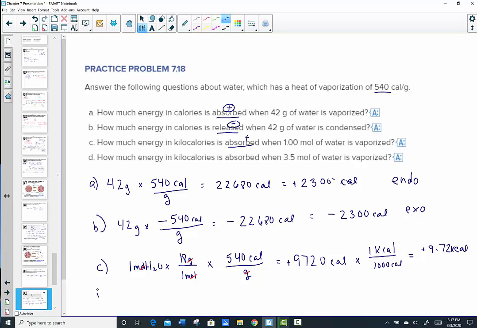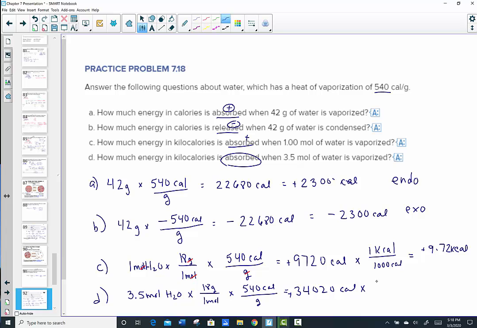And in letter D, instead of starting with 1 mole, we have 3.5 moles of water. Same molar mass though, right? Water has a formula weight of 18 grams, 2 H's added to an O. And so the only difference now is starting with 3.5 instead of 1. 3.5 times 18 times 540. And my screen reads 34020 calories, and it's absorbing, so we're positive.